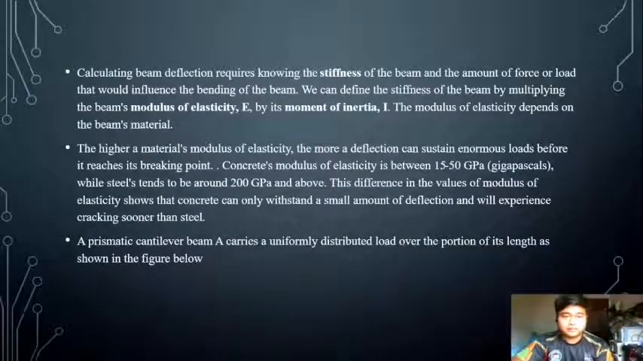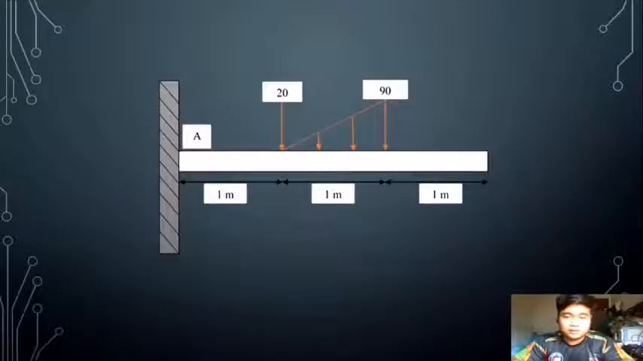Next, calculation beam deflection requires knowing the stiffness of the beam and the amount of force or load that will influence the bending of the beam. We can define the stiffness of the beam by multiplying the beam's modulus of elasticity by its moment of inertia. The modulus of elasticity depends on the base beam material. This is the example.